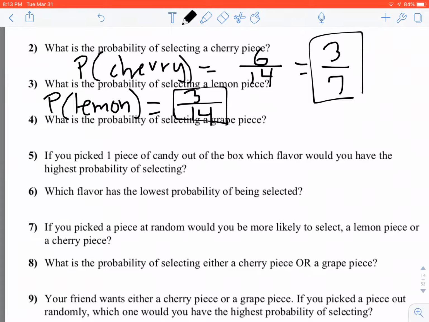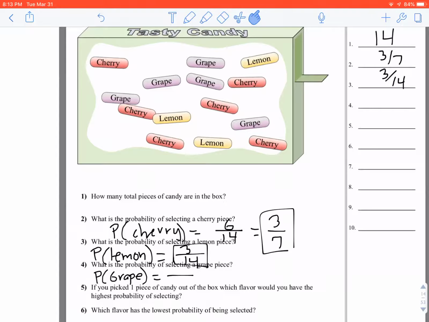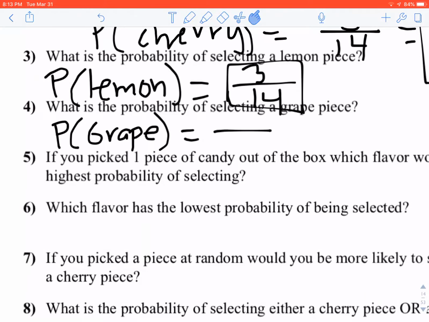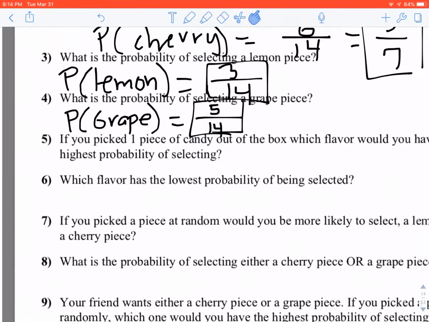Number 4, the probability of selecting a grape piece. So looking at your diagram above, again, we're using favorable over total. If you counted up the grape pieces correctly, there are 5. So it's 5 over, our total is 14. So number 4, you should have had 5/14.